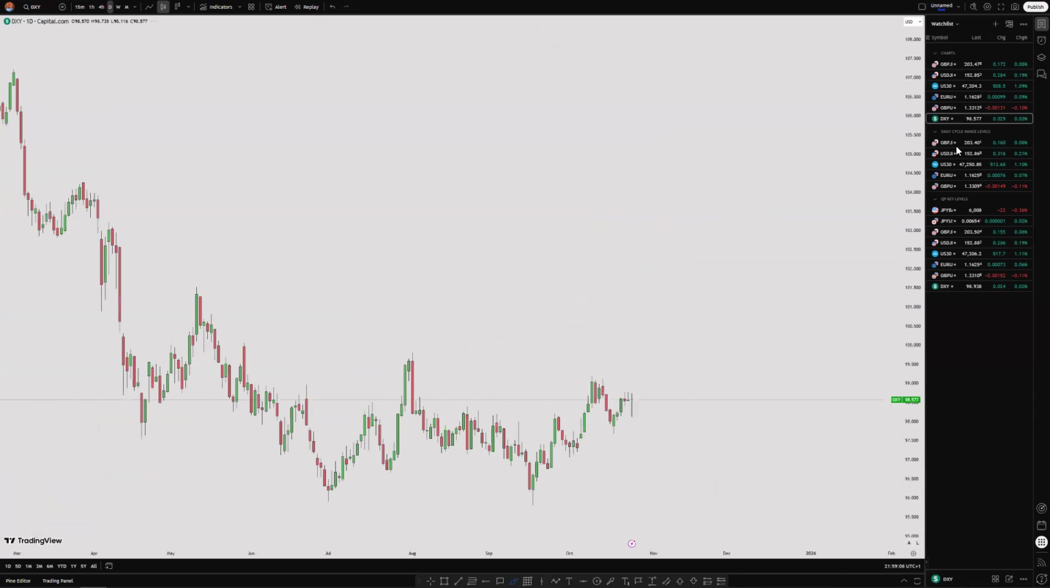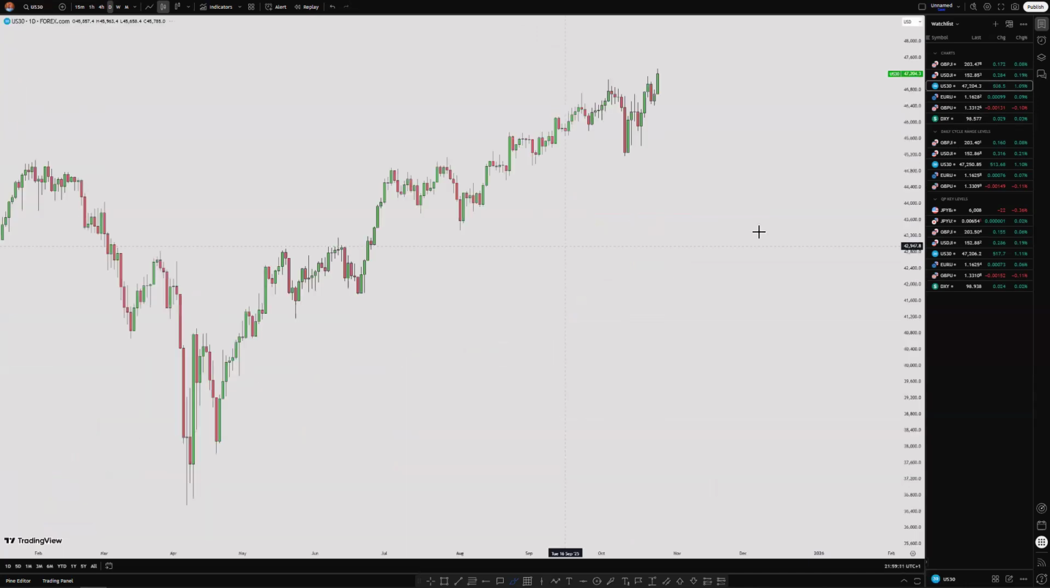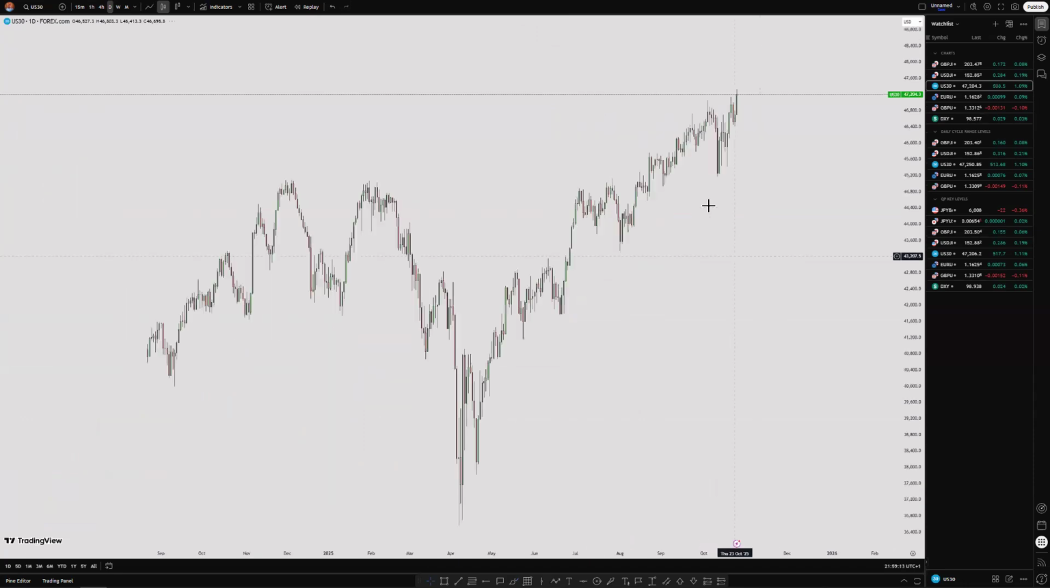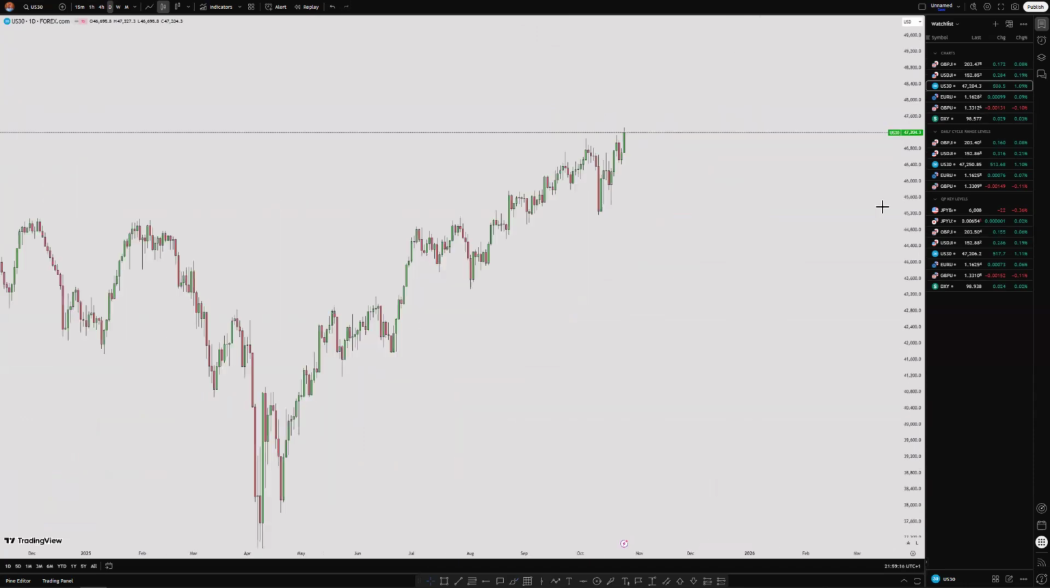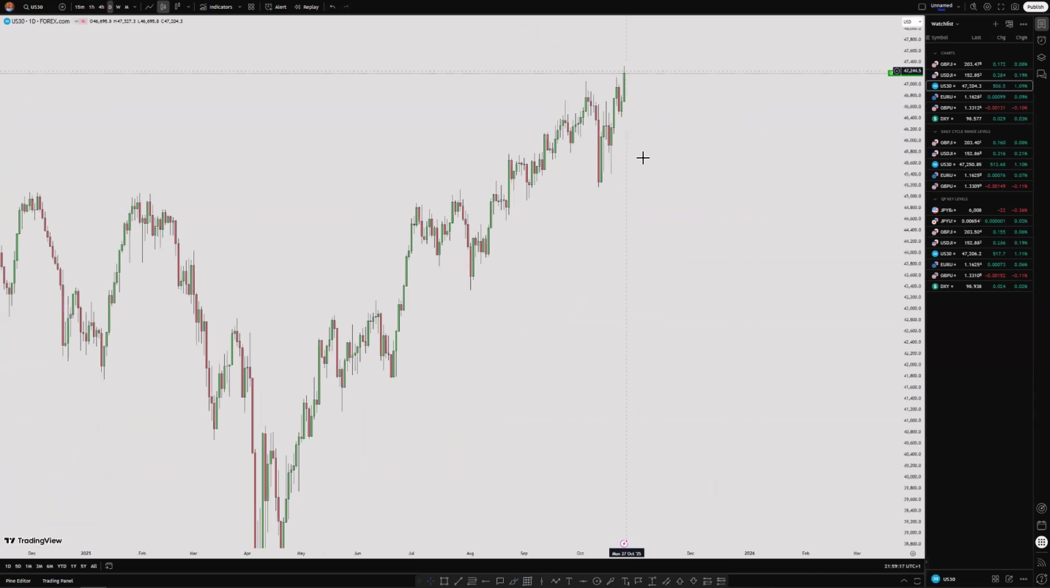For the US30, we're actually trading at an all-time high. At this particular time, I'll be staying off the US30 until we get some major pullback, and then we can start looking for some major bullish continuations. Until then, I really have nothing much looking at the US30 to trade.